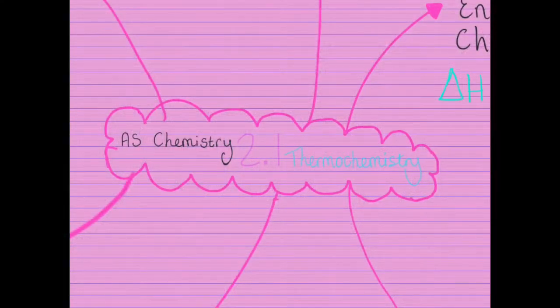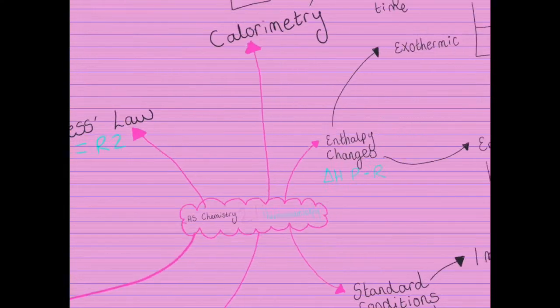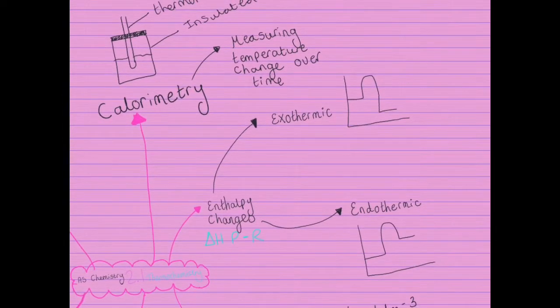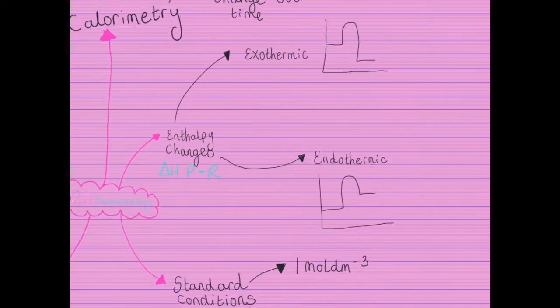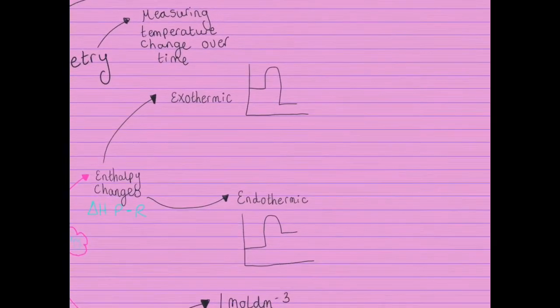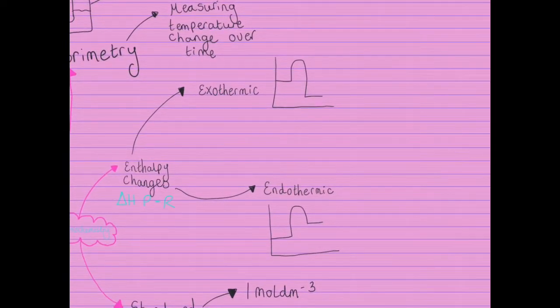Right, so the first topic in AS chemistry is thermochemistry. Thermochemistry brings us back to last year in terms of exothermic and endothermic reactions. That's the first thing that we're going to look at. Exothermic is something that gives off heat, so heat exits, and then you've got endothermic with heat entering.